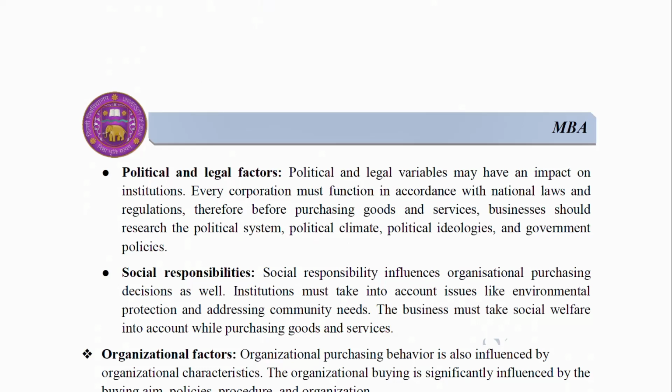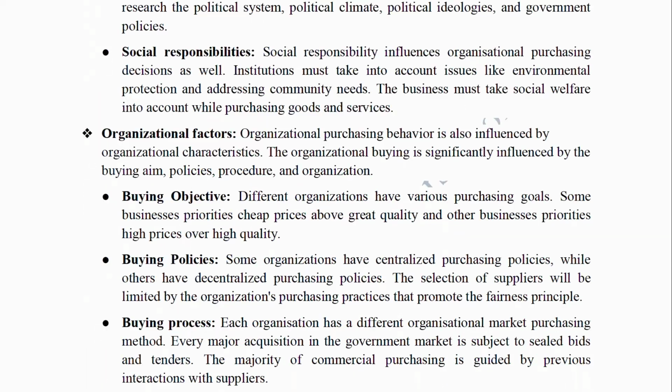Social responsibilities: social responsibility influences organizational purchasing decisions as well. Institutions must take into account issues like environmental protection and addressing community needs. The business must take social welfare into account while purchasing goods and services.